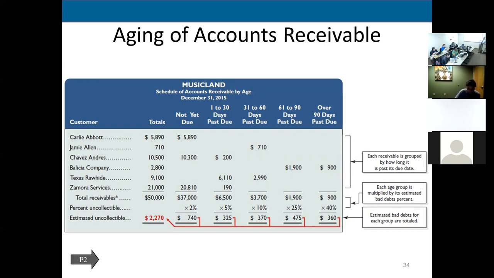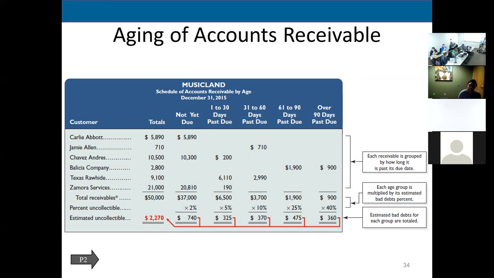Why would you tack on 2% on any debt that's not due yet? Why would you go ahead and anticipate? History is going to show not yet due. You assume that everything that's not been billed, there's still going to be some uncollectibles in there. So the fact that you've not billed for it does not take away that some of those people are not going to pay you.